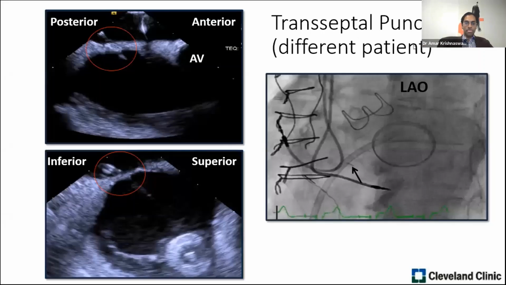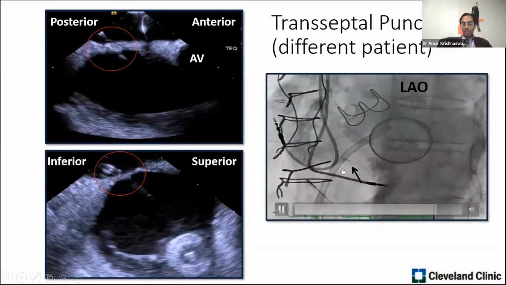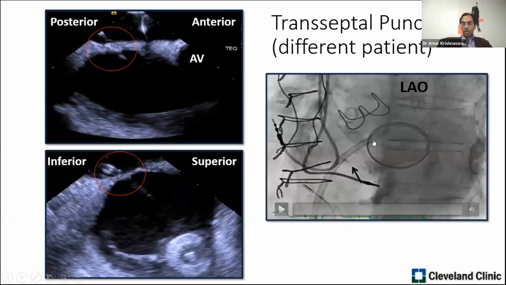The transseptal puncture is, of course, a very important part of this procedure. Again, these are ICE images from a different patient, but you can see here in the top left, we want a posterior puncture and we want an inferior puncture. And the idea here that you can really appreciate fluoroscopically is that by puncturing in the back and the bottom of the septum, we have all of the atrium to be able to access the mitral valve and really advance these bulky catheters and devices.